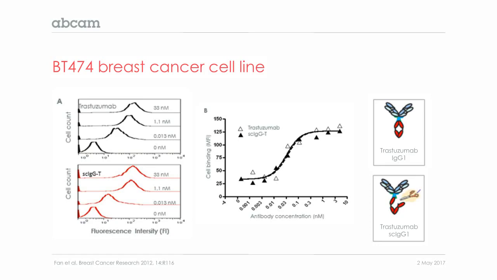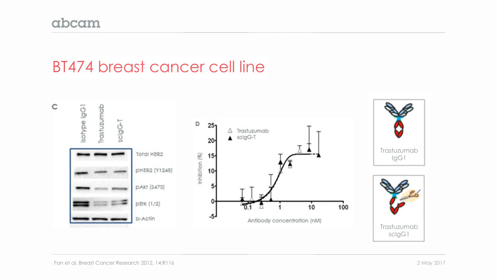Similarly, in the cell inhibition in vitro assay in panel D, in the middle, you see that both the intact antibody and the single-cleaved antibody can inhibit about 15% of cell growth. In the panel on the left, you see both antibodies can inhibit HER2 phosphorylation, AKT phosphorylation, and ERK phosphorylation, suggesting again the single cleavage did not compromise the Fab portion of the antibody that engages HER2, blocking HER2-mediated signaling.